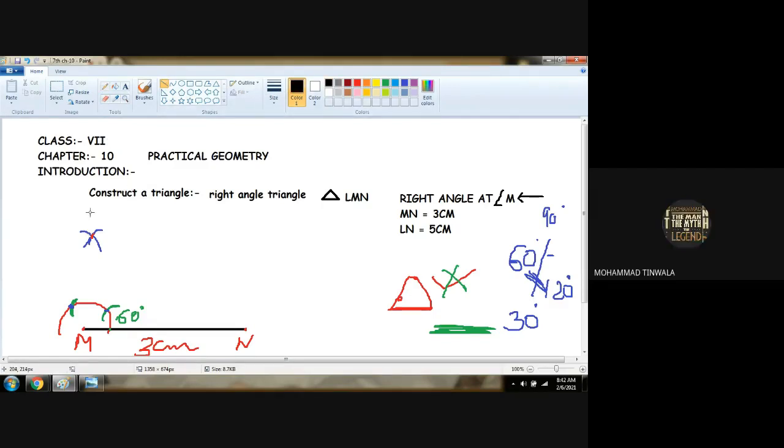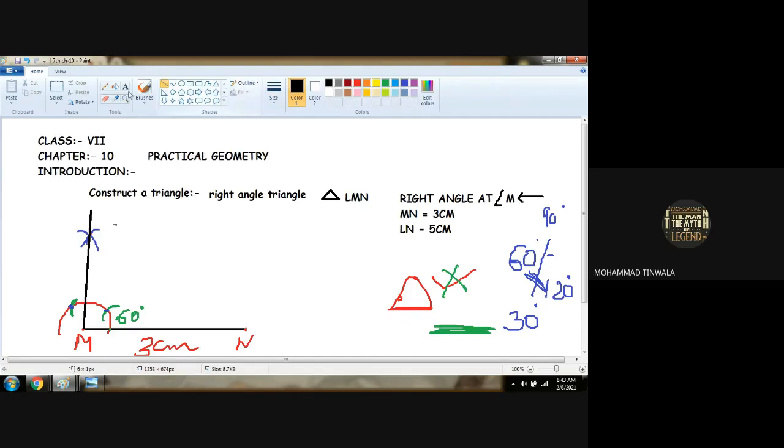So this line, what we will draw here, join this line. This is forming your 90 degree. Understood? This is your 90 degree what you formed.